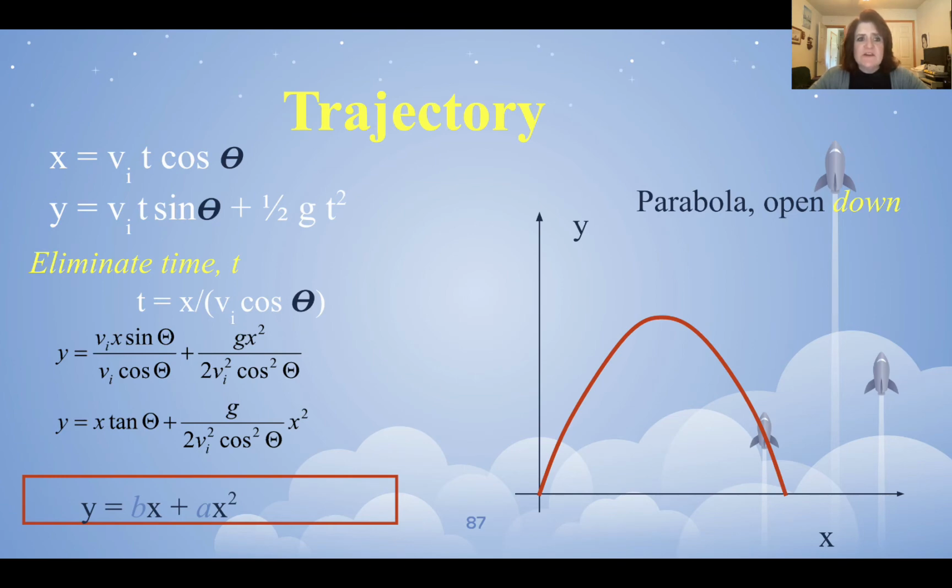So here's trajectory. Trajectory means what is the actual angle? This is what you're given, right? You're given that particular velocity and angle. So you need to find the x and the y trajectory. You can eliminate time from both equations and essentially end up with the equation of that parabola being y is equal to bx plus ax squared. That is the trajectory, the equation of that parabola.